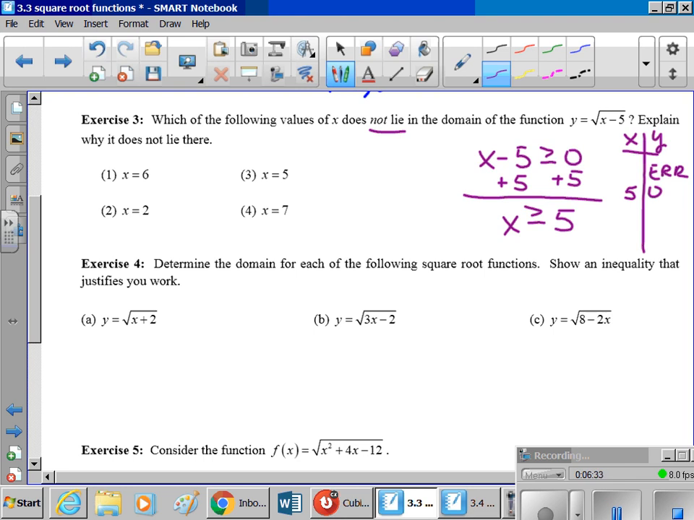All right, so x is greater than or equal to 5, but which one does not work? So 6 is greater than or equal to 5. 5 is greater than or equal to 5. 7 is greater than or equal to 5. And 2 is not. Again, if you looked on your calculator at 2, you would have an error next to it.